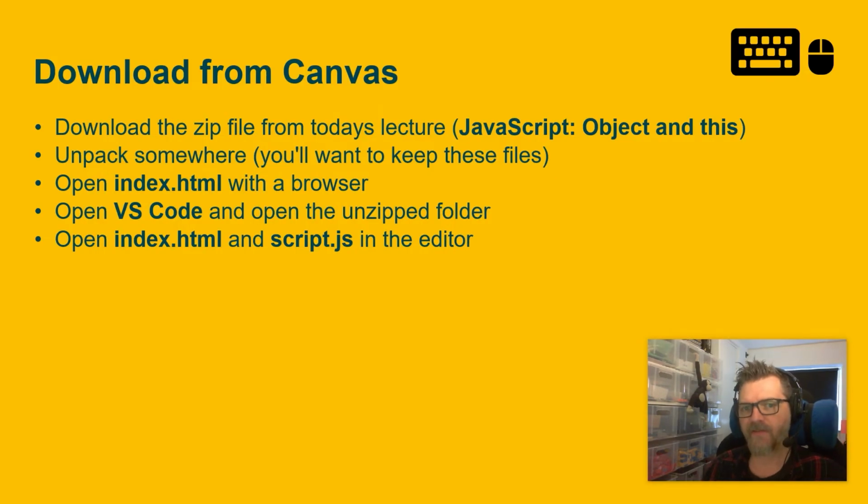Go to Canvas and download the zip file from today's lecture, JavaScript objects, and this. Unpack it somewhere, you'll want to keep it later. Open index.html with a browser, open Visual Studio Code, and open the unzipped folder in Visual Studio Code. Remember to open the entire folder. Open index.html and script.js in the editor. Do that now.